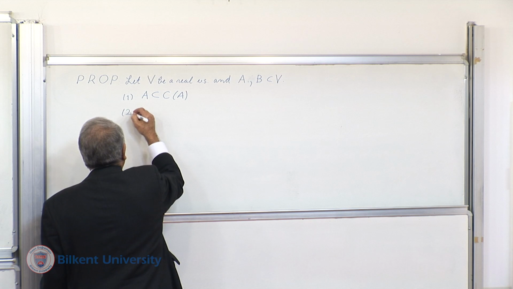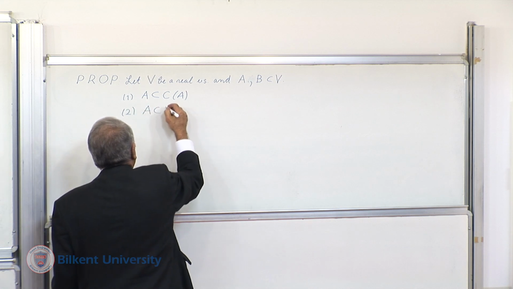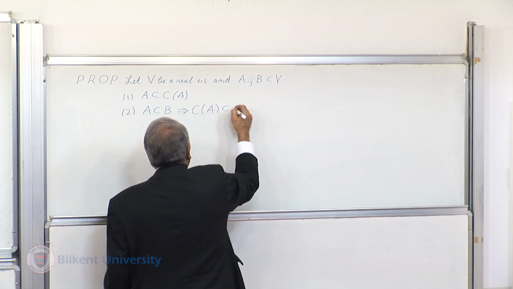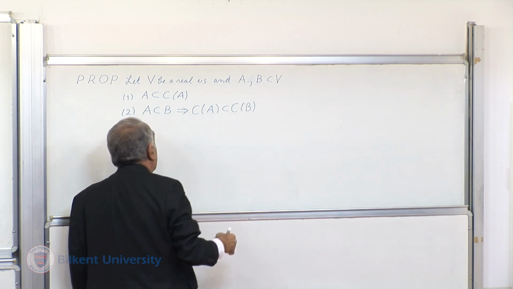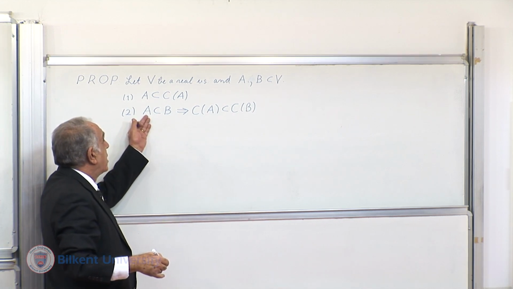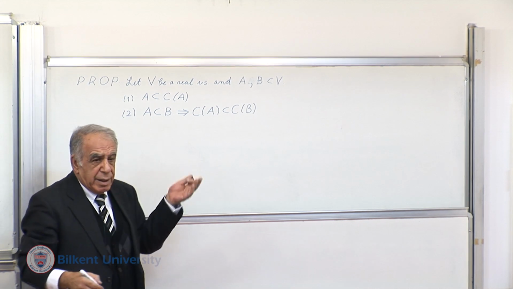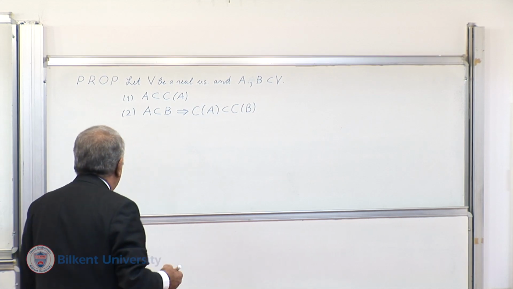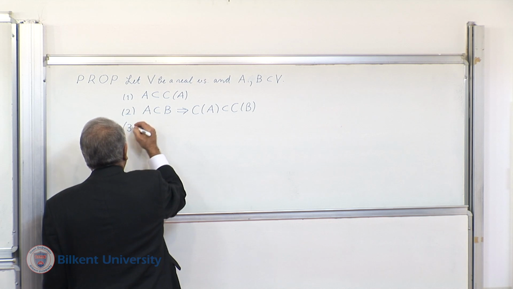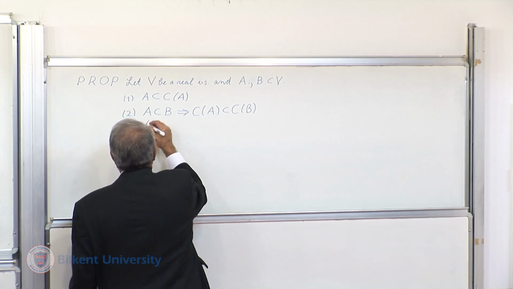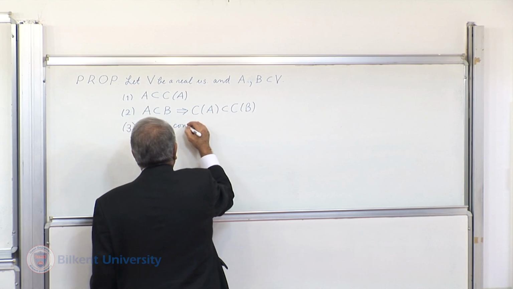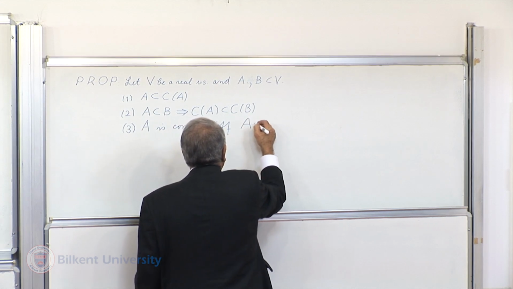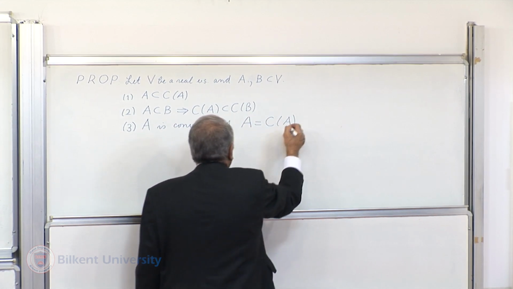Secondly, if A is contained in B, this implies that C of A is contained in C of B, because any collection of finitely many members of A is also a finite non-empty collection in B. Thus, we have this. 3, A is convex if and only if A is equal to C of A.